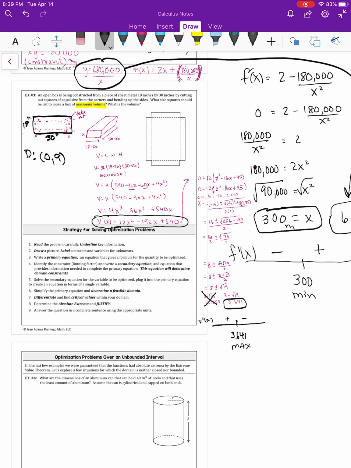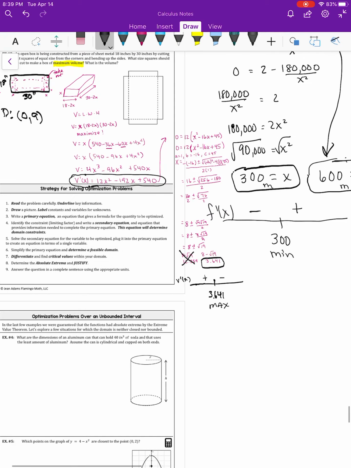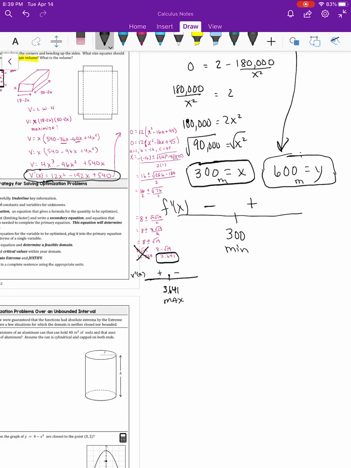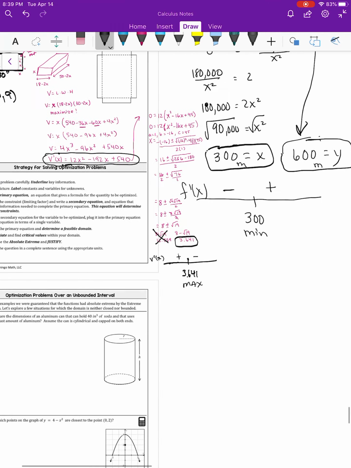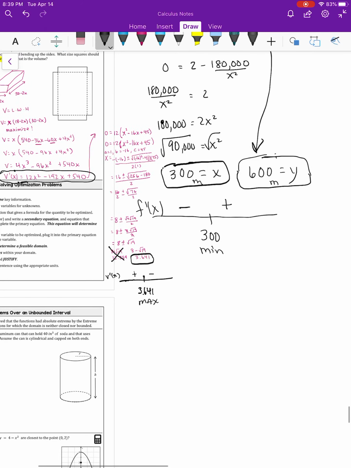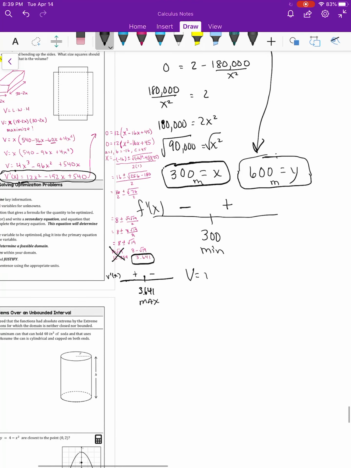Although 10 would have worked for this one. But you did want to make sure that you've got a maximum. So that is going to maximize. So what does that mean? That means that those are the squares that you need to cut out if you want to maximize your volume. If you want that box to hold the most amount, then you need to cut 3.641 by 3.641 little squares out of every corner, fold it up, and that will give you the maximum volume.